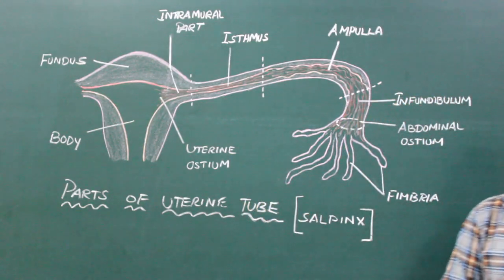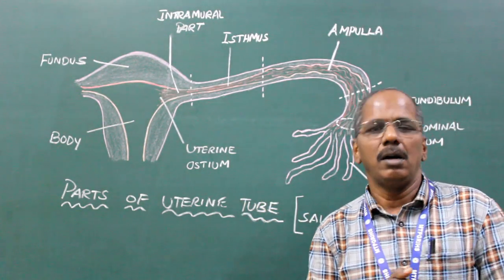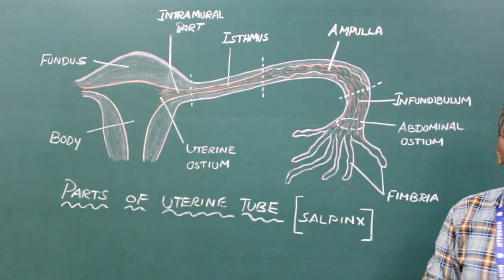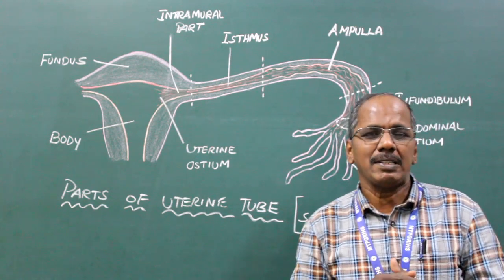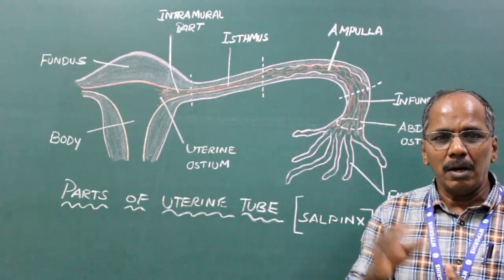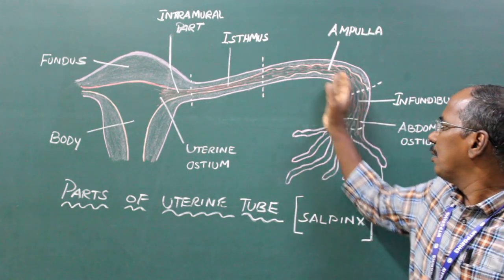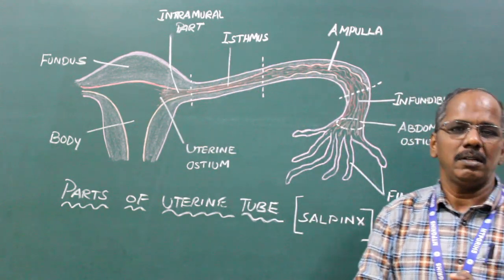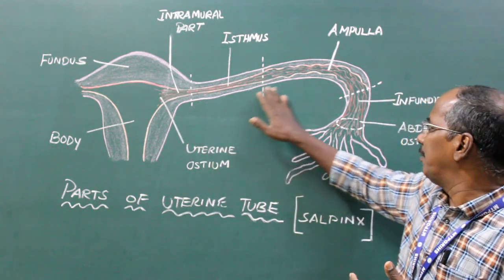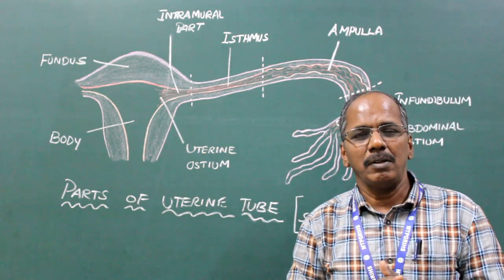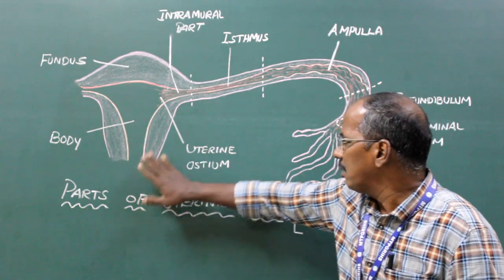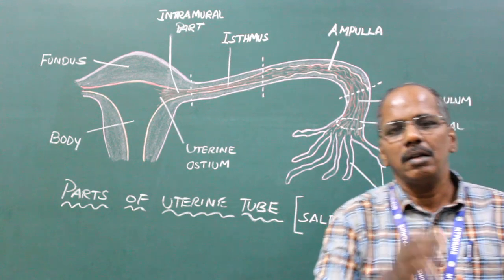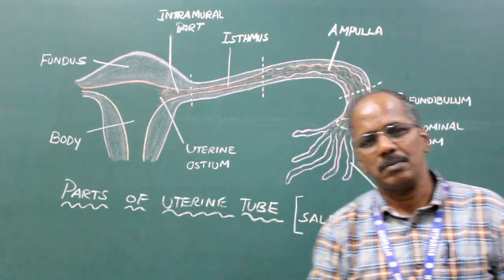Uterine tube or fallopian tube or salpinx. Uterine tubes are a pair of ducts which transmit the ova from the ovary to the uterine cavity. Location. It lies in the upper free margin of the broad ligament of the uterus. This is the uterus, so the broad ligament is present here. Near the upper free margin, the uterine tube is present.